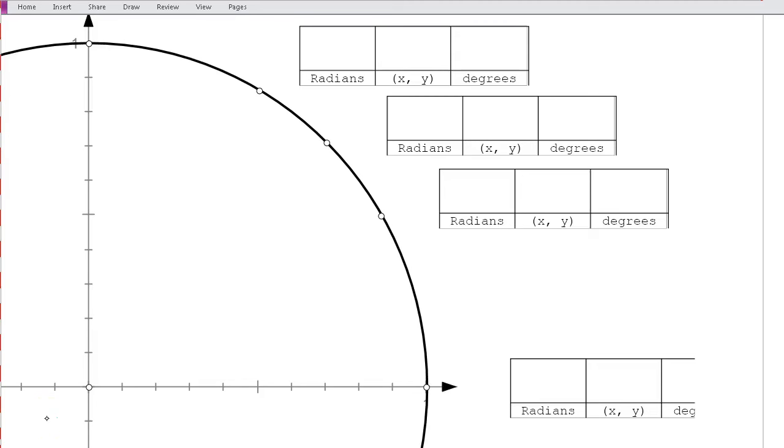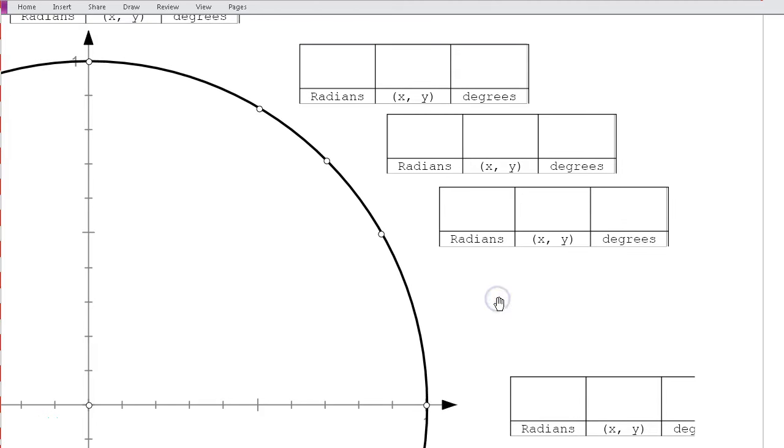This is Mr. Martin. These are video notes for Pre-Calculus Advanced. We're in Unit 5. We're talking about the unit circle. And make sure you're on the page in your notes packet that has this picture of the unit circle.